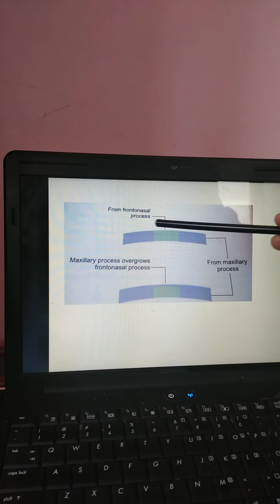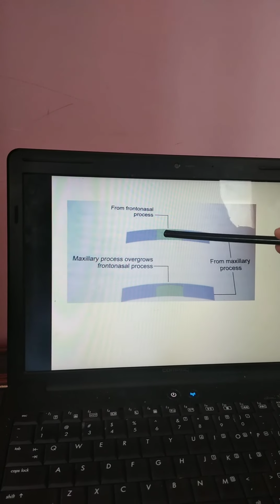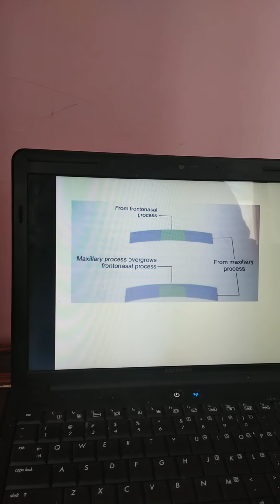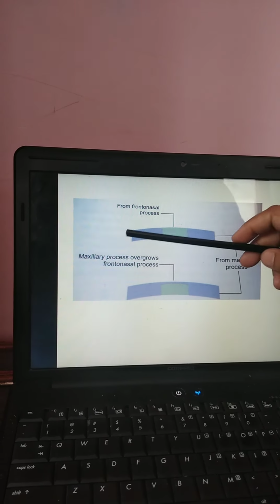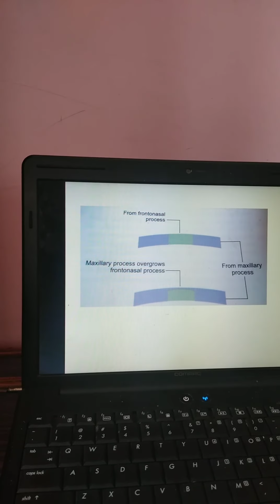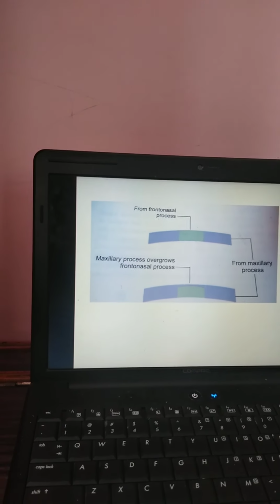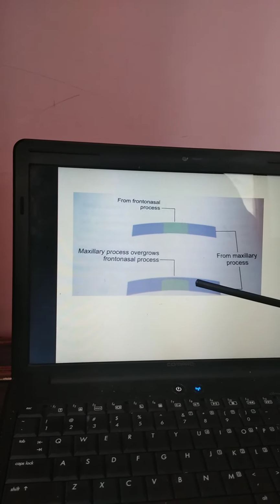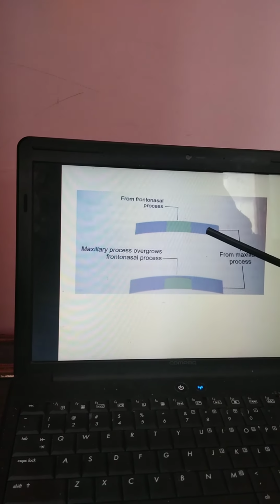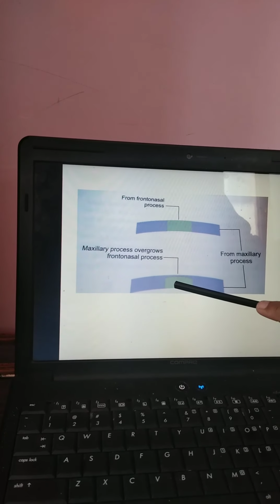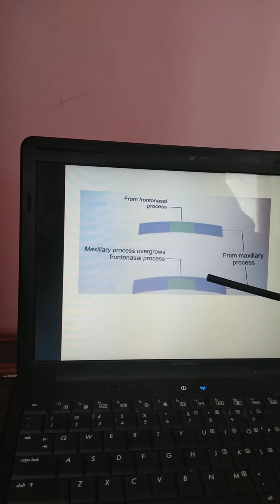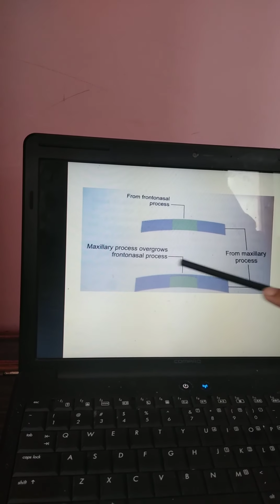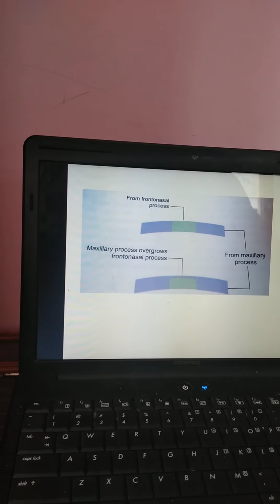That is why the frontonasal process later on gives rise to the philtrum of the upper lip. The philtrum, along with all of the upper lip, has its sensory nerve supply from the maxillary nerve. So we can say that because of this overgrowing of the maxillary process over the mesoderm of the frontonasal process, the nervous supply of all of the upper lip is derived from the maxillary process.